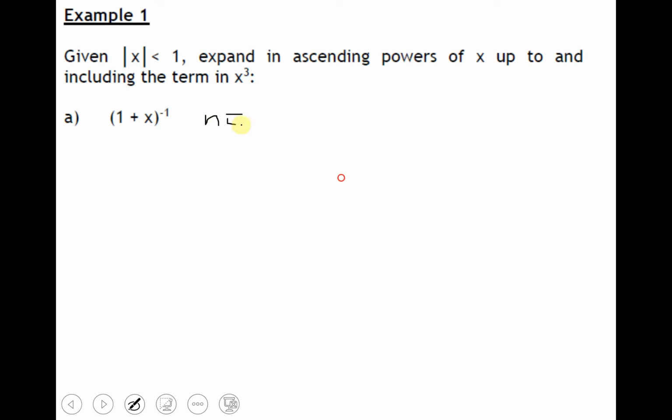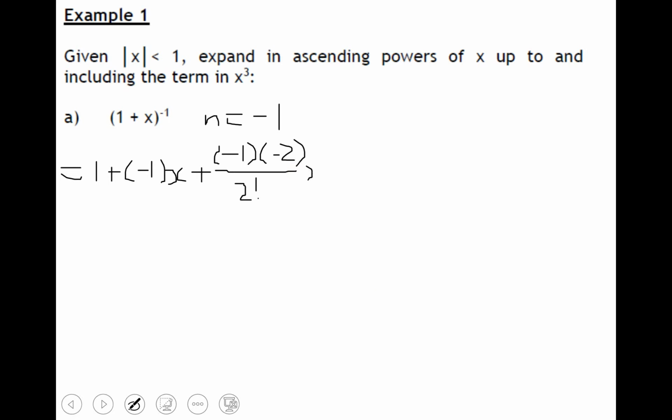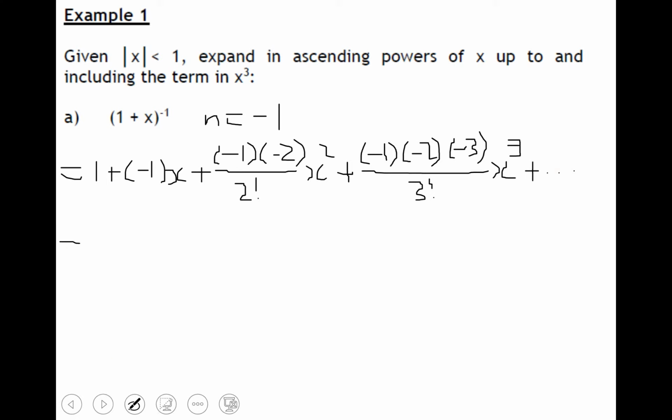So in this case n is equal to minus 1. So we get 1 plus minus 1 times x, plus minus 1 times minus 2, as in n minus 1, minus 1 minus 1 is minus 2, all over 2 factorial, x squared, plus minus 1 times minus 2, and then it's n minus 2, so minus 1 take away 2 is minus 3, so we're always multiplying by a number 1 less than what we've got already, all over 3 factorial, x cubed plus ... And we can use our calculators if necessary to simplify.